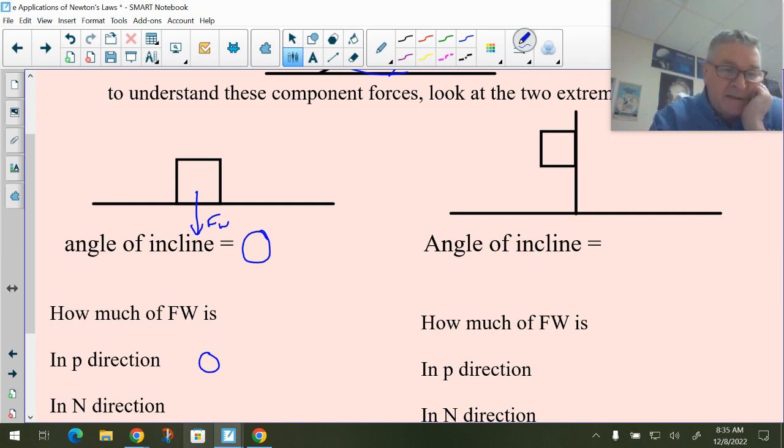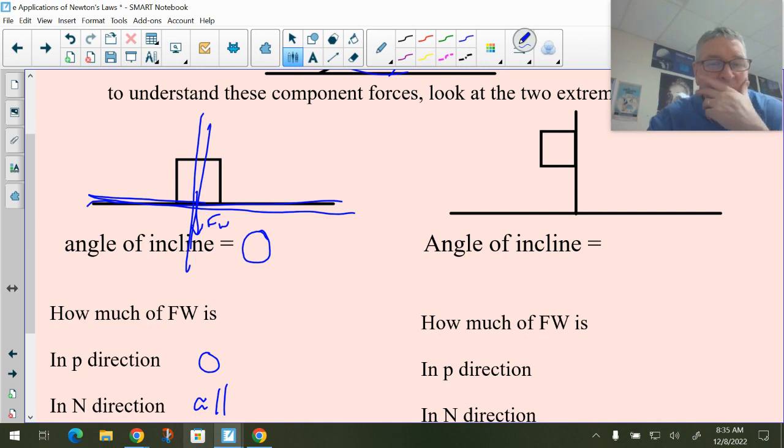And therefore, how much of it is pointing in the normal or the perpendicular direction? Well, obviously all of it is. All of that weight is pointing down, or in that normal direction.